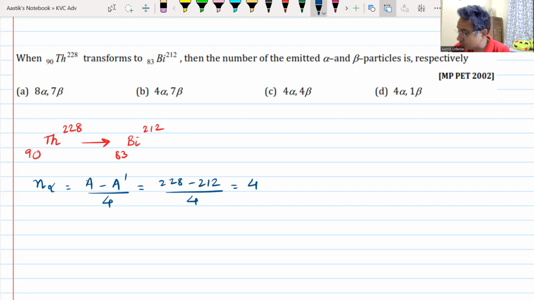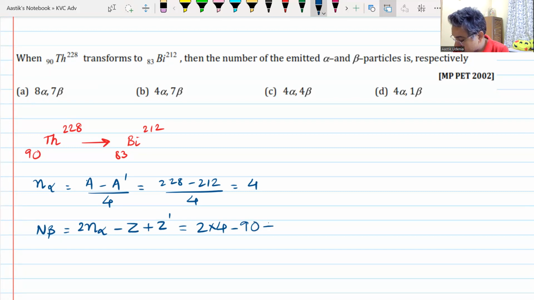Three options have 4 alpha particles, so I also have to find the number of beta particles. The number of beta particles will be equal to, sorry, 2 times the number of alpha minus the original atomic number plus the new atomic number: 2 into 4 minus 90 plus 83, and I think you will end up with 1. So the correct answer for this is 4 alpha particles and 1 beta particle.